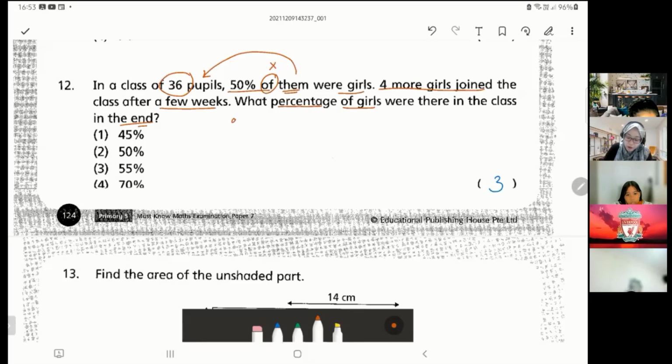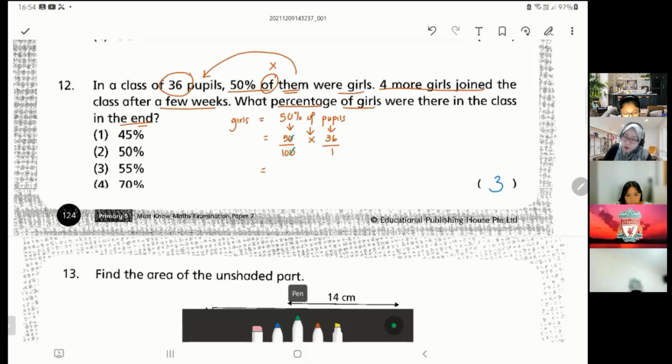So to find the number of girls, you take 50% of the pupils, which is 50 over 100, times the pupils, which is 36 over 1. This is booklet A, paper 1, booklet A, no calculator. So what must you do? Try to simplify in simplest form first.